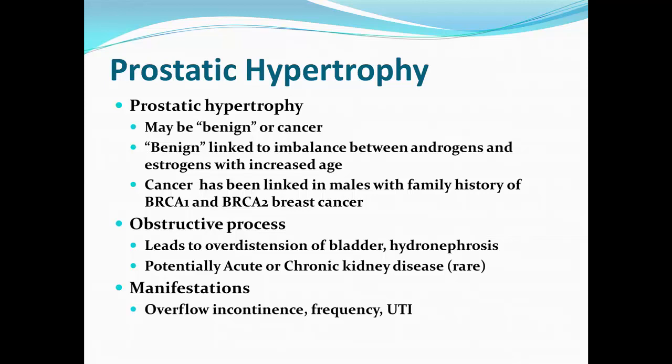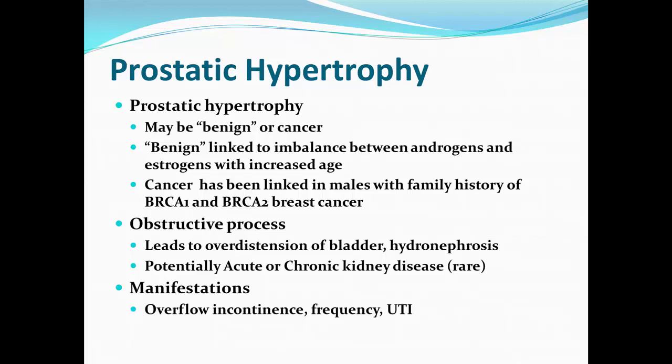Now, if it's cancerous, one of the things we look for is that cancer has, in some men, been linked to males that have a family history of BRCA1 and BRCA2 breast cancer in female relatives. If they have a family history of BRCA1 and BRCA2 breast cancer in their female relative, their cancer is 4 times more likely to be advanced by the time they're diagnosed. Cancer in the prostate can also be caused by asbestos exposure.